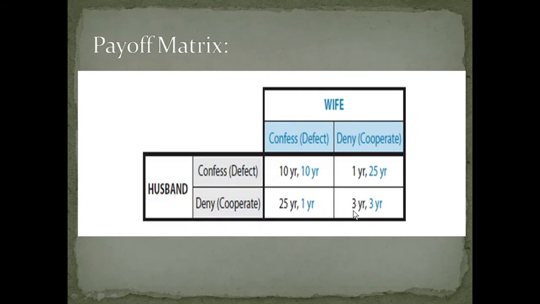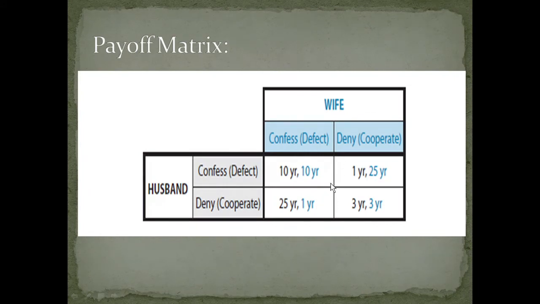Now just see over here. If he denies, in both cases, whatever be the decision of the wife, he is getting a 25-year term or a 3-year term. So clearly, if he confesses, irrespective of what the wife's decision is, he is getting 10 and 1, which are both lesser than 25 and 3. So this is clearly the best strategy of the husband, irrespective of what the wife is deciding. Now, does the wife have a dominant strategy like that? This confess is called a dominant strategy for the husband.